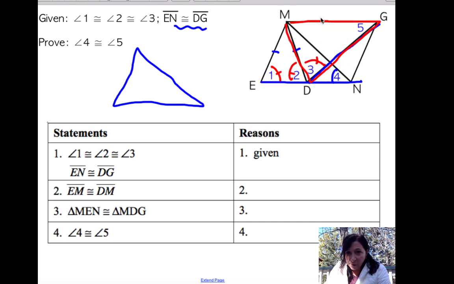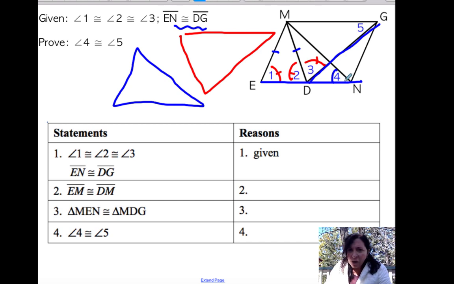Oops, not that one. If I were to move those two triangles apart, I know that this angle, which is angle 4, is congruent to this angle, which is angle 5, right? We also know that EN, this segment here, is congruent to DG, which is this segment here. Now, remember, you need 3 parts of one triangle to prove it congruent to another triangle.